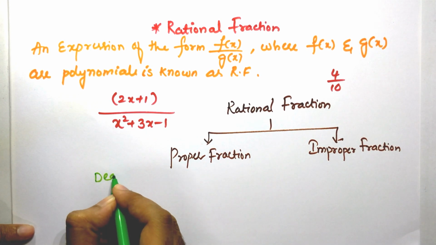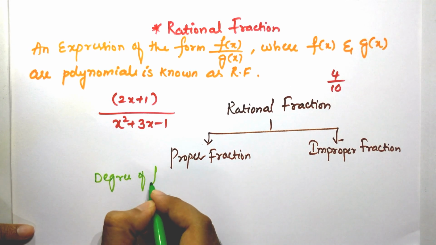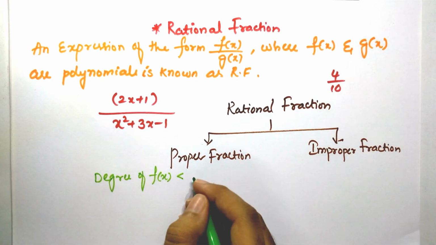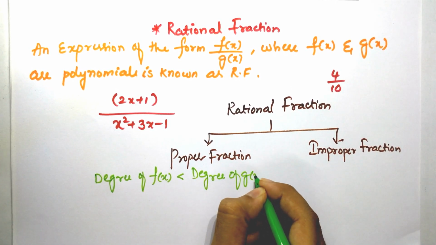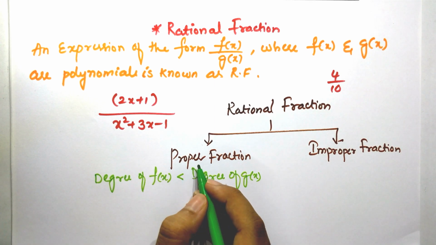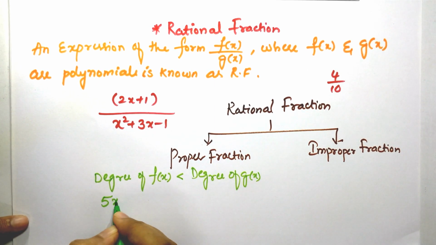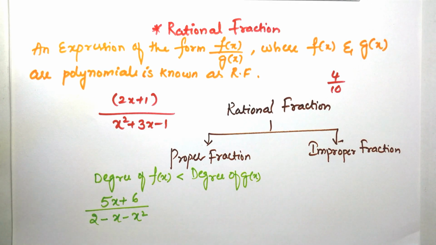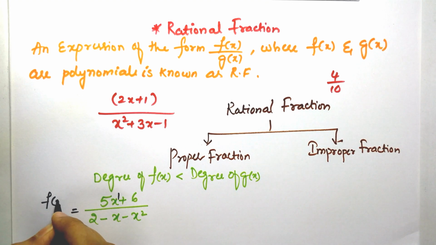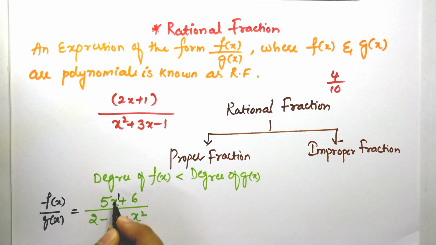If the degree of f of x is less than the degree of g of x, then we call that fraction a proper fraction. For example, 5x plus 6 by 2 minus x square. As you can see here, the degree of the numerator is 1 and the degree of the denominator is 2. If you call the numerator f of x and the denominator g of x, the degree of f of x here is less than the degree of g of x. So we call this a proper fraction.